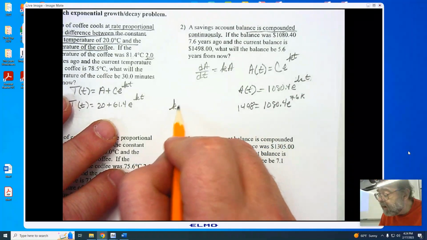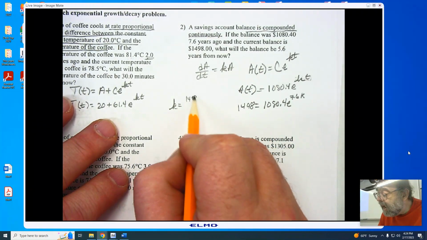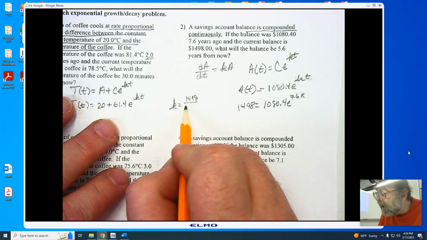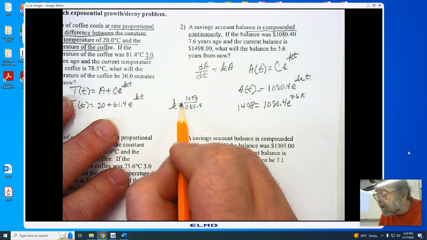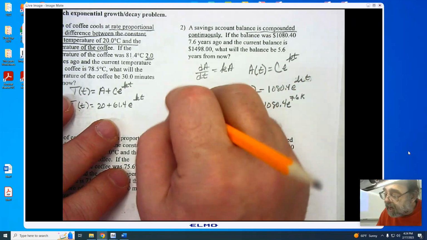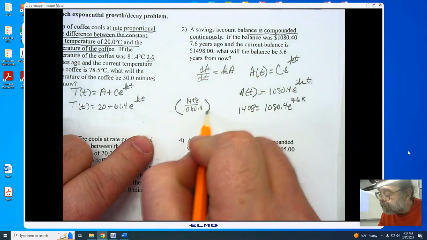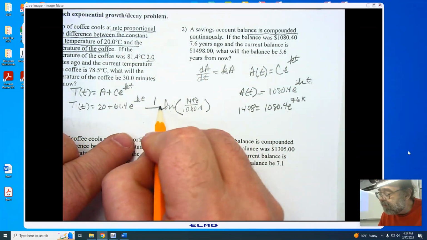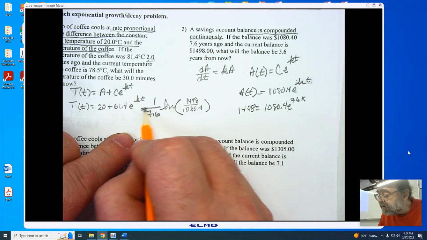And the constant of variation is going to have to be 1498 divided by 1080.4. We're going to take our natural log on both sides. That's getting rid of the e. And then we're going to divide by the 7.6. And this gives me k.